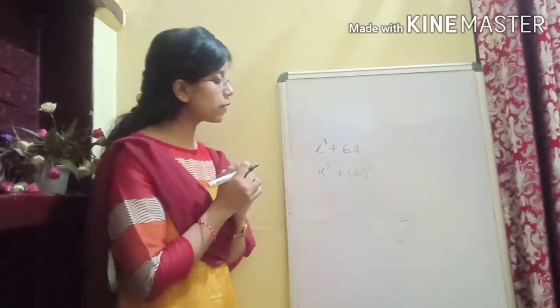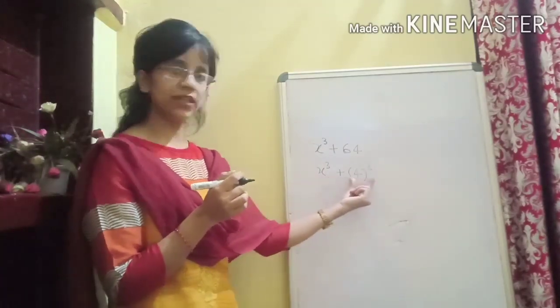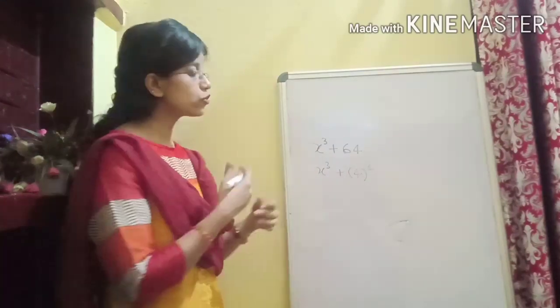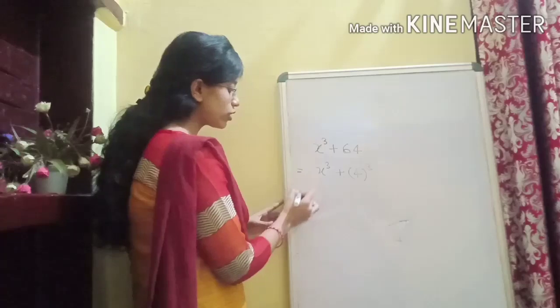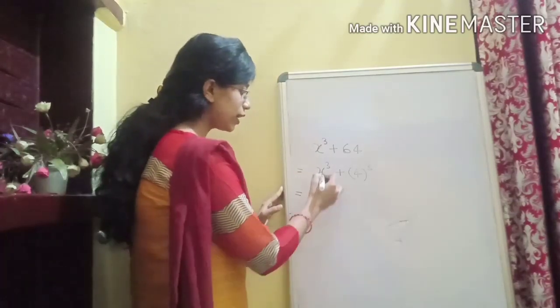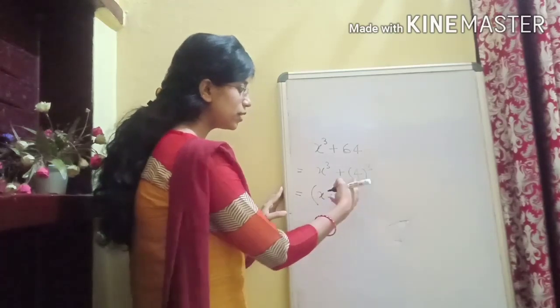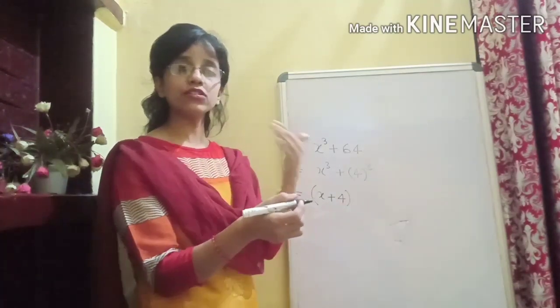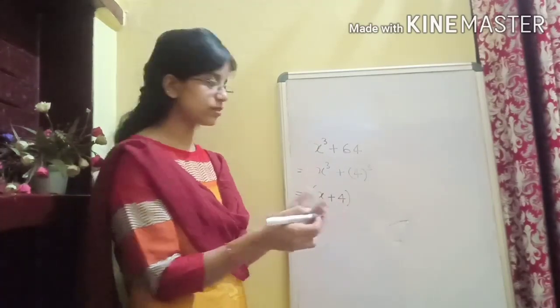Okay. Now if you compare, it is like a cube plus b cube, where your a is x and your b is 4. So we can apply the identity. What is the identity? In one bracket a plus b. So what is your a? x plus b is 4.